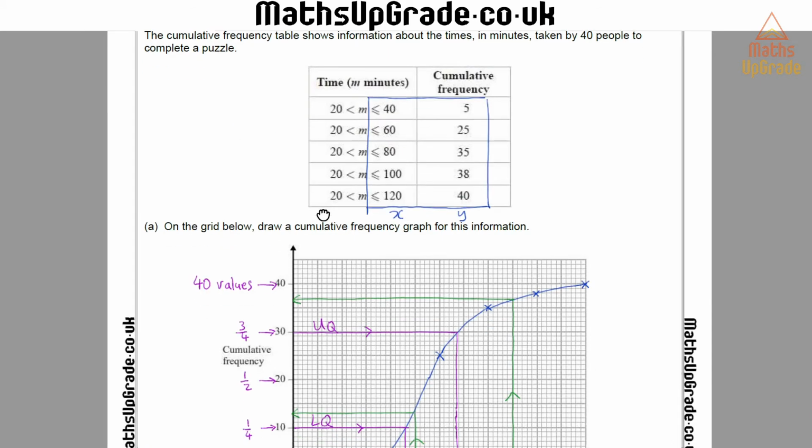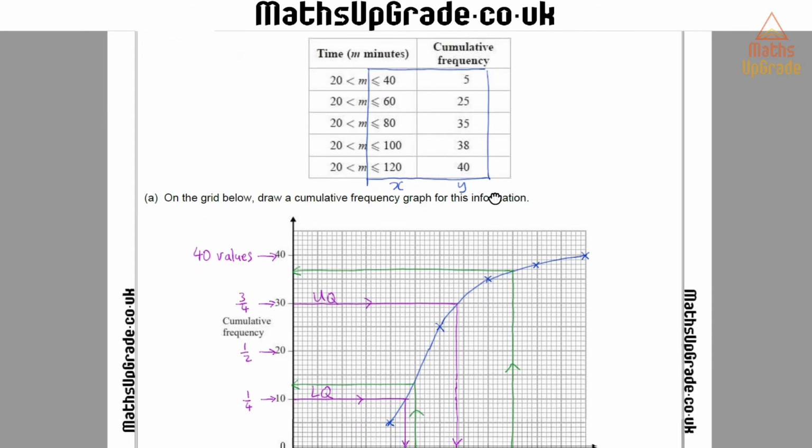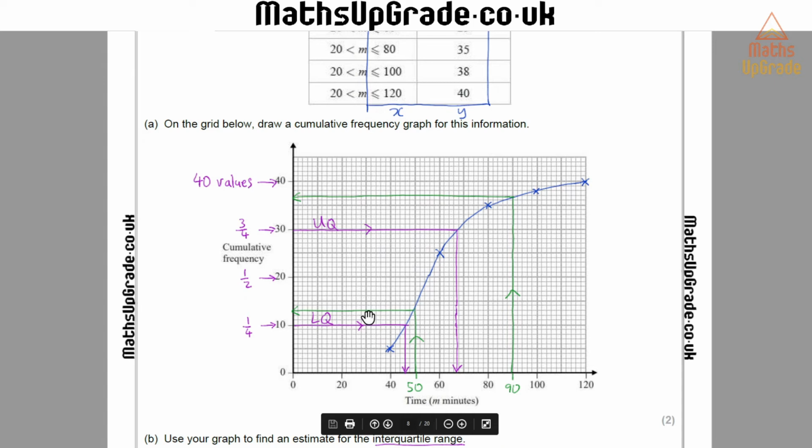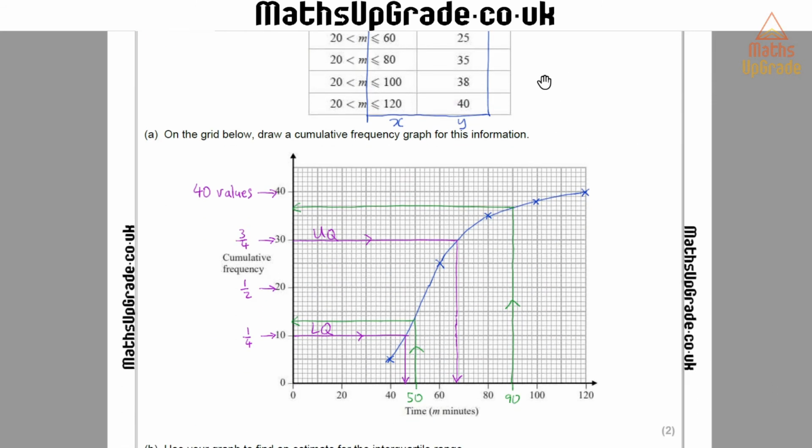So if I do that for each one, plotting this in the X and that against the Y, I'd get a curve like this. What I now do is use the graph to find an estimate for the interquartile range. So the interquartile range is the upper quartile subtract the lower quartile. Since I know this 40 value, since it tells me at the top of the question here, I know that the lower quartile is going to be given by a quarter of 40, which is 10, going across to my curve and reading off the value of the bottom axis, which for mine is 43.